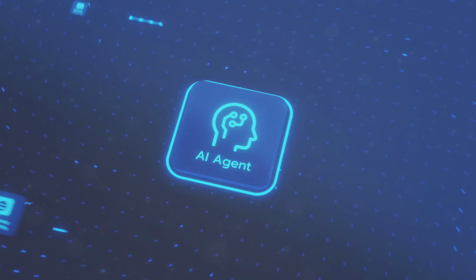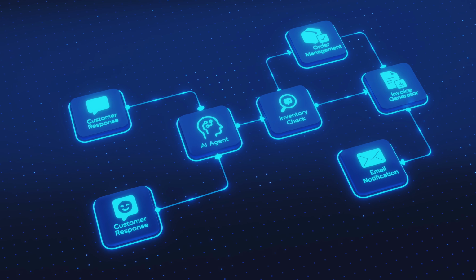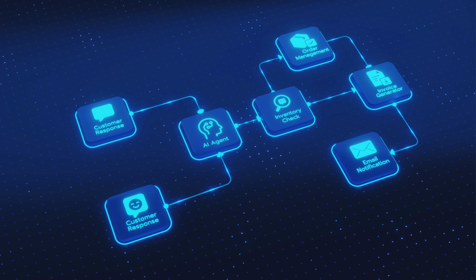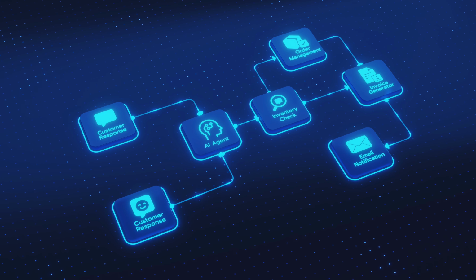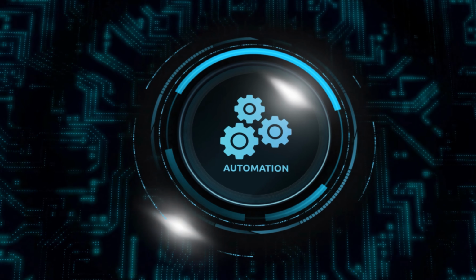AI agents are different. They understand what you say, figure out what you want to do, they understand the system, and actually do it for you. So instead of clicking through menus, you just tell the agent what you want in plain language, and it does the rest of the work.